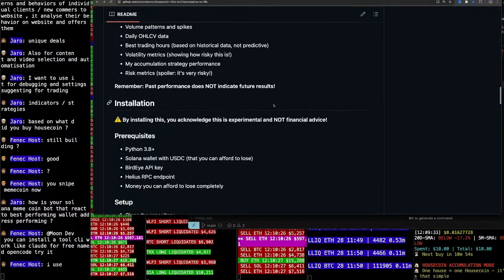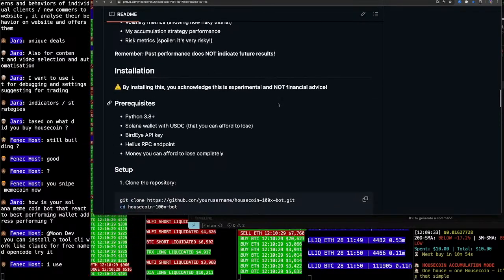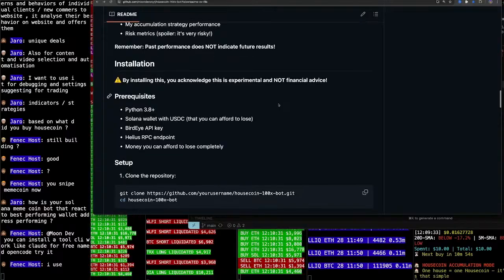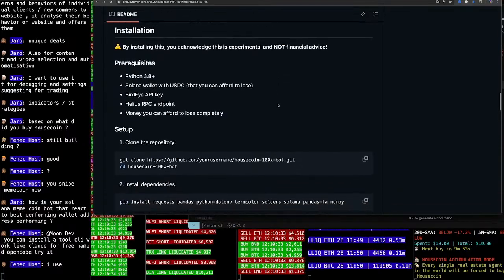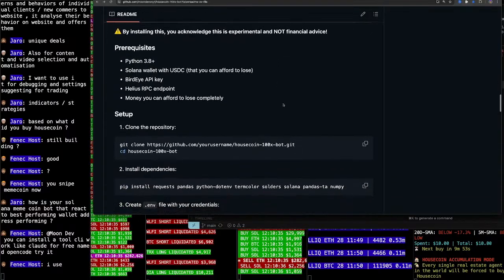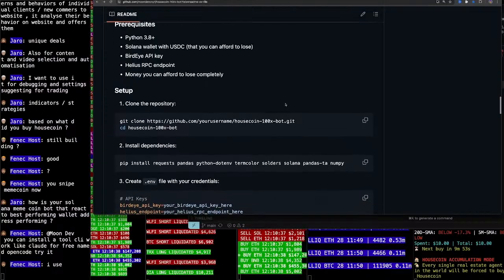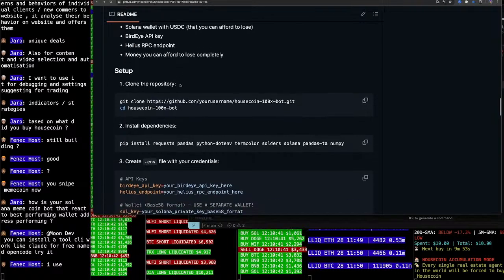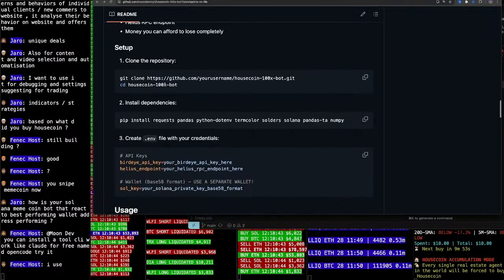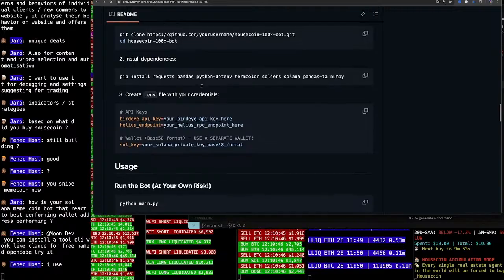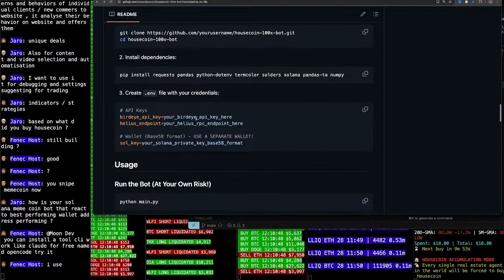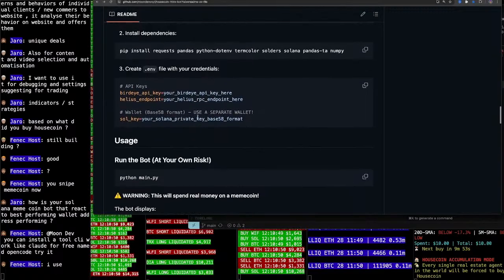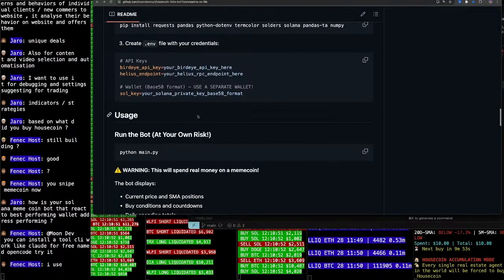My accumulation strategy. Remember, past performance does not indicate future results. Installation. By installing this, you acknowledge this is experimental and not financial advice. Solana wallet, Birdeye API key, RPC, Helius RPC. Money you can afford to lose completely. Setup. Clone the repo. Okay. Install dependencies. Okay. Put your Birdeye API key. Okay.